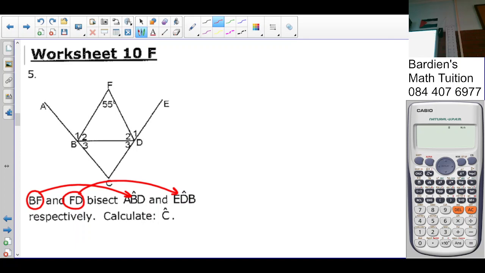So if BF is bisecting angle ABD, then B1 has to be equal to B2. And FD is bisecting EDB, then that means to say D2 is equal to D1. Okay, you guys understand? Why do you think I didn't put dots at B1 and, sorry, D1 and D2?